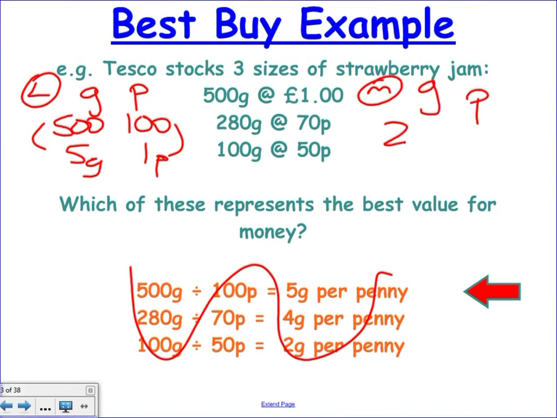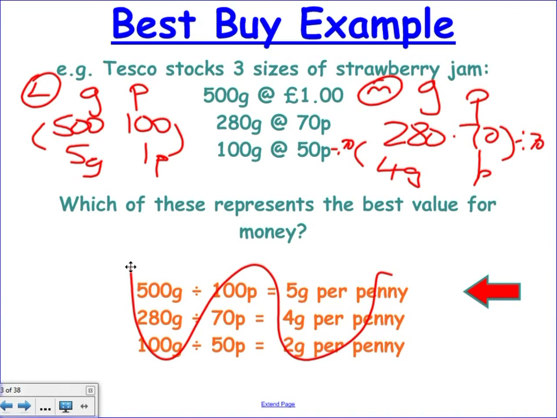I've got grams, I've got pennies, I've got 280 grams and 70 pence. So what am I going to do there? Divide by 70, making it 1. So divide by 70 gives me 1 on that side. What do I have to do now? Divide by 70 on the other side. What's that give me? 4. Yeah, divide by 70, I end up with 4 grams. So for every penny I spend on my medium jar, I get 4 grams.